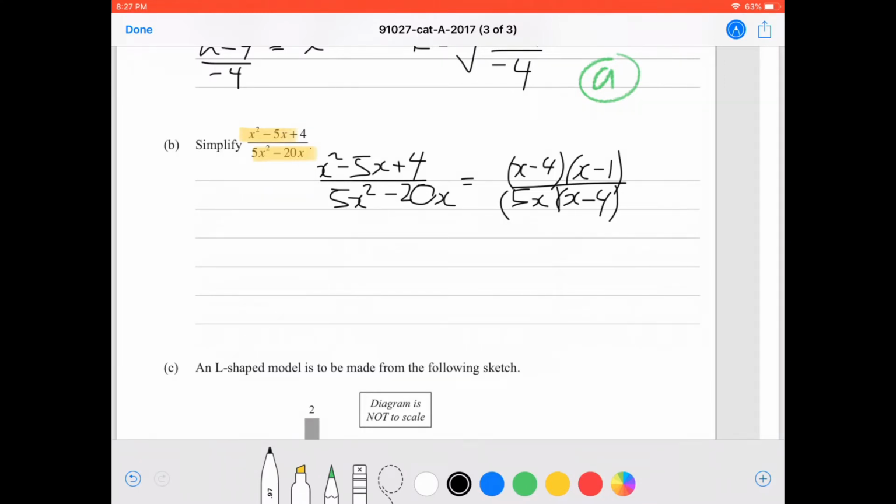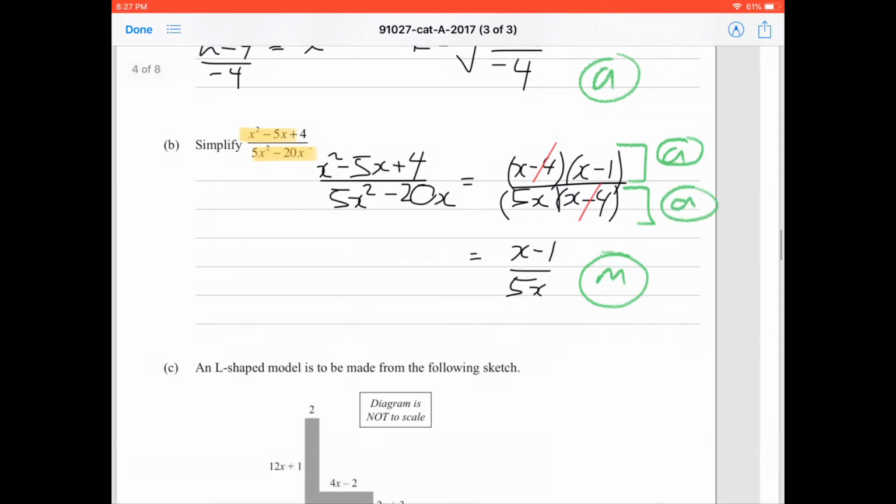Okay, and yes, we can cancel here. We've got x minus 4 in brackets both in the numerator and denominator, so they cancel, and we're left with x minus 1 over 5x, and that's as far as we need to go here. So this gets you the merit grade. Achieved is one of factorising the numerator or factorising the denominator, so either or gets you the achieved here.